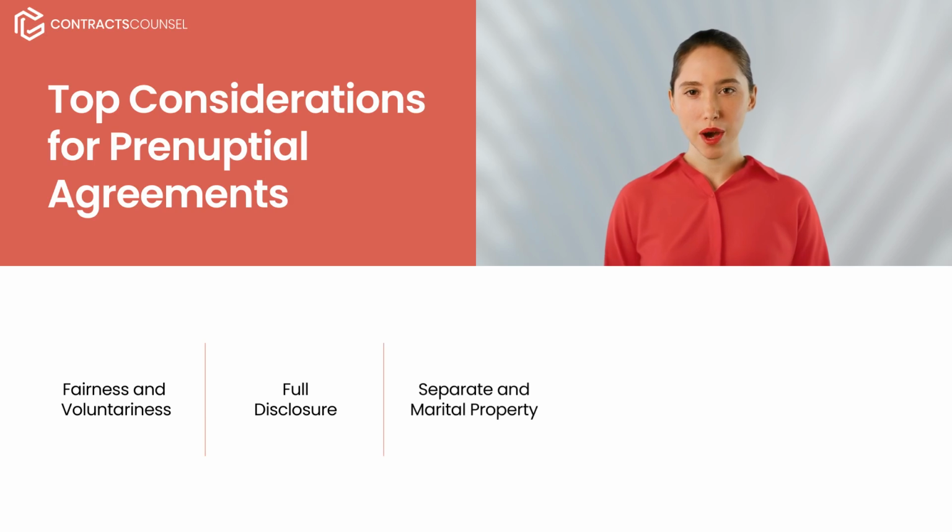Separate and marital property. Make sure you understand the difference between separate and marital property. Separate property is property owned before the marriage, and marital property is property acquired during the marriage. Prenups will outline what happens to each in the event of a divorce.